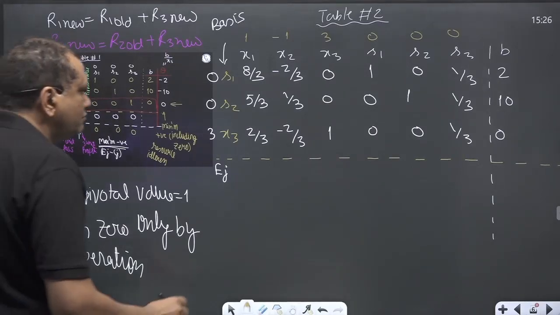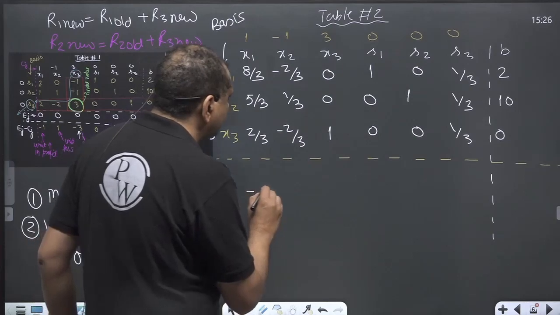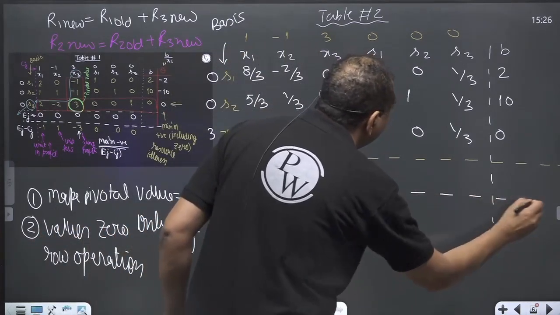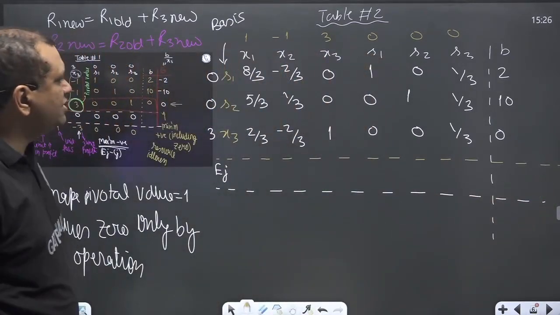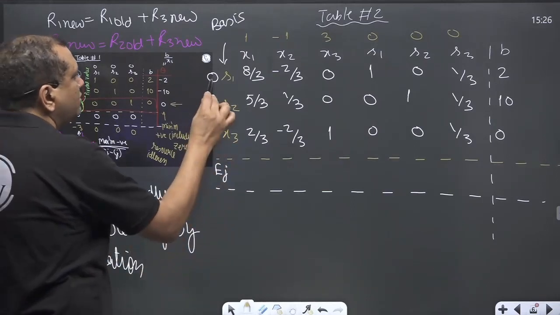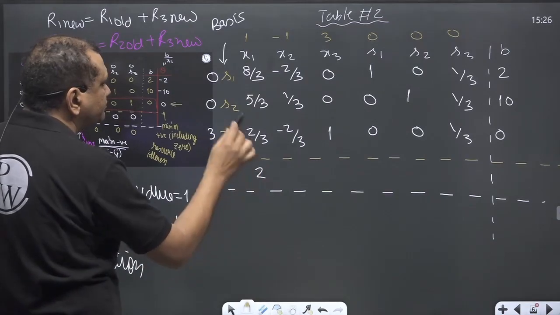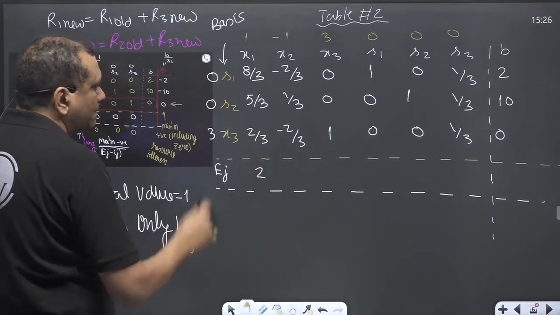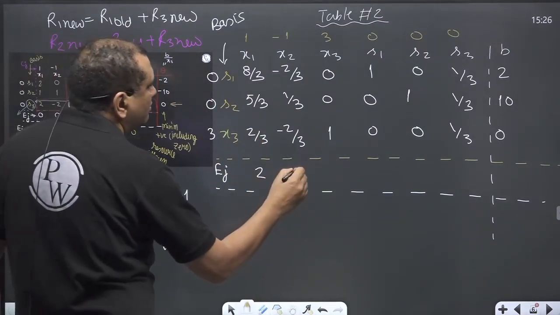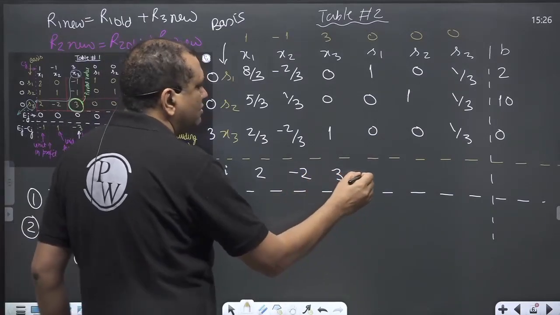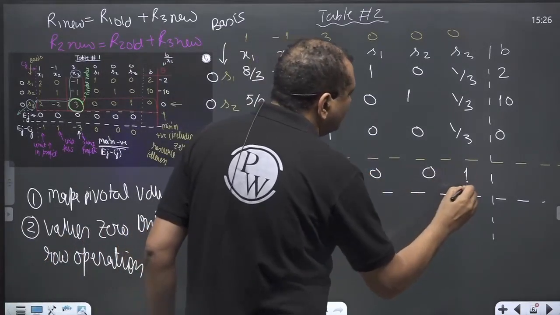Zj. This into this plus this into this plus this into this, write it here. 3, 2, correct now? Minus 2, 3, 0, 0, 1.